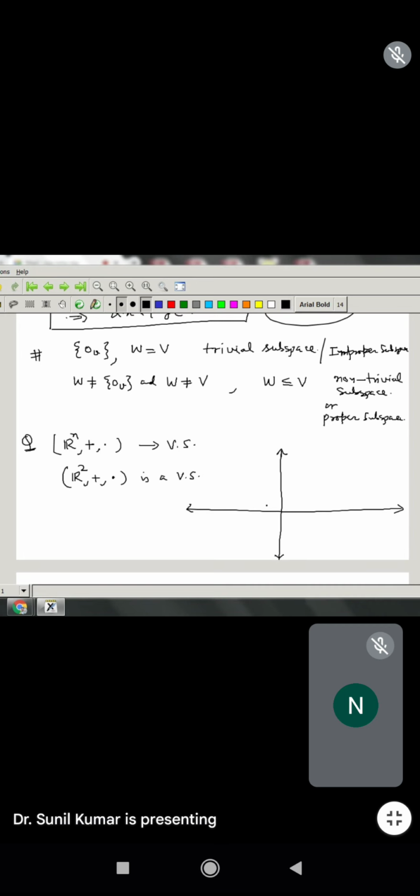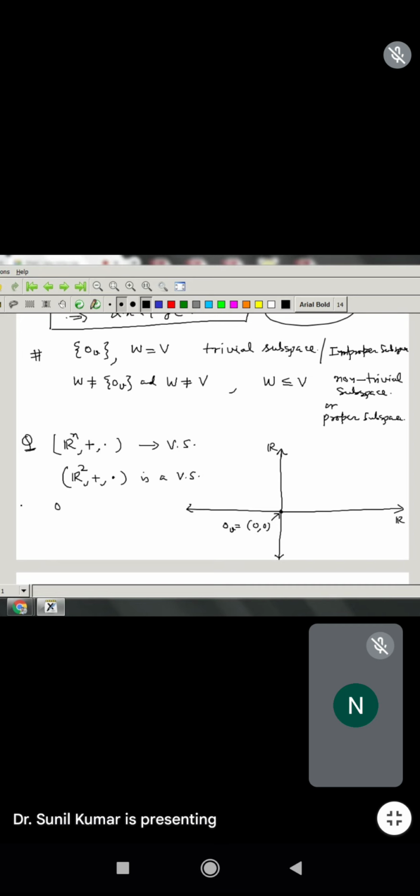इसके सबस्पेस क्या होंगे? R2 के सबस्पेस क्या होंगे? 0. तो 0 कैसा होगा? Zero vector. हाँ, 0 वेक्टर कैसा होगा? How we can write this 0v as (0, 0). So this is 0, this is 0, right? So we write this (0, 0) as 0v vector because it belongs to the vector space.